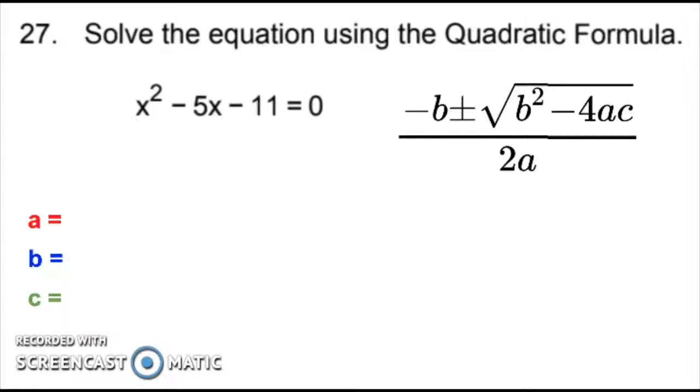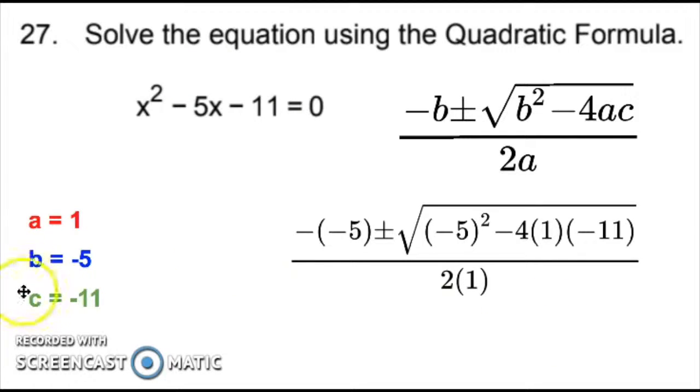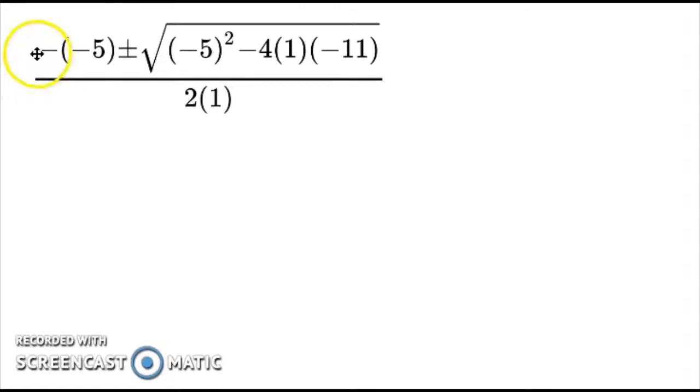So I need to write down a, b, and c, which is a is 1, b is negative 5, c is negative 11. So substituting that all in for my formula, I will go ahead and simplify it from there. So minusing a negative 5, I'll just have positive 5. Negative 5 squared is 25. Negative 4 times negative 11 is positive 44.